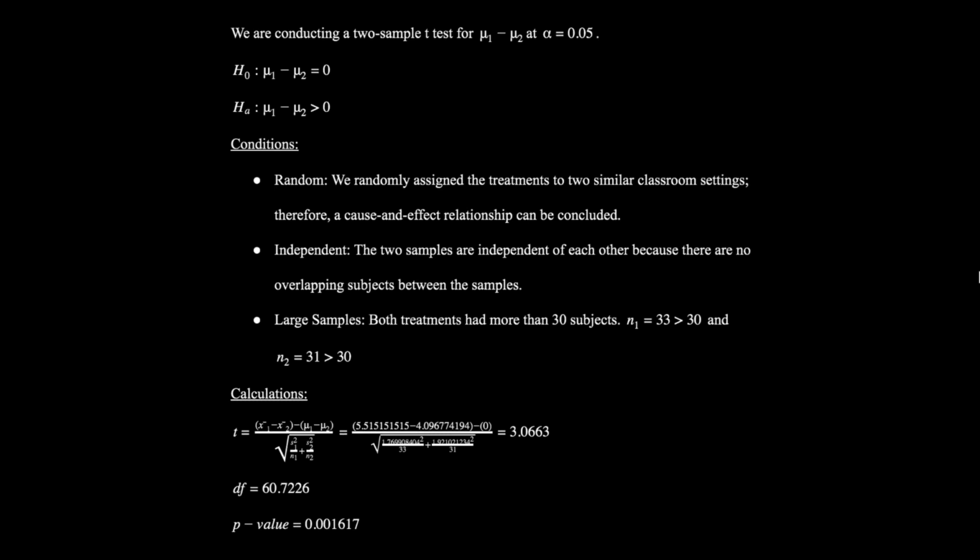They found the t-statistic to be 3.066. With calculator found degrees of freedom 60.723, the p-value was found to be 0.001617.